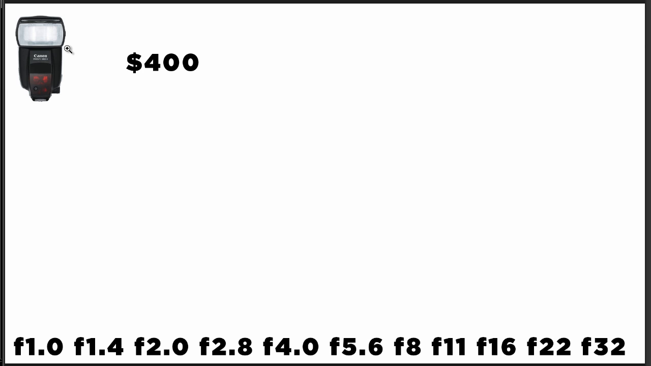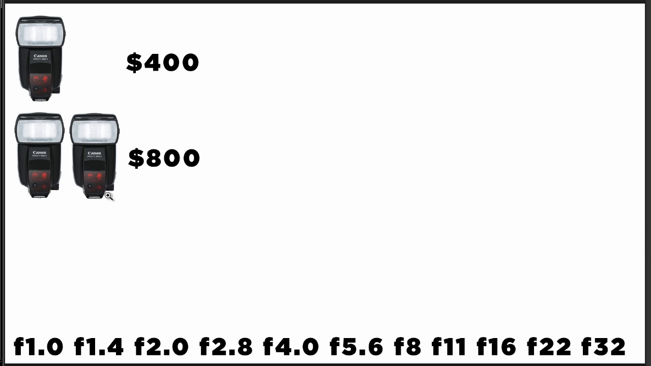So in order to increase your power 3 stops, this is what you'll have to do. To get one more stop of light, you'll add one more flash, so you've doubled your power. You went up 1 stop. You went from 5.6 to f8. Now you're going to go from f8 to f11. So now we've gone to $800 just going 1 stop with speed lights.